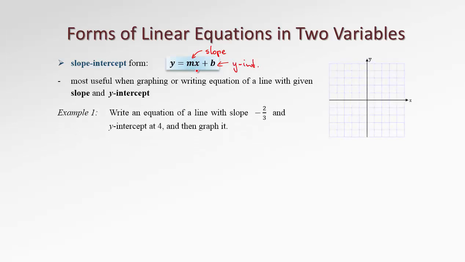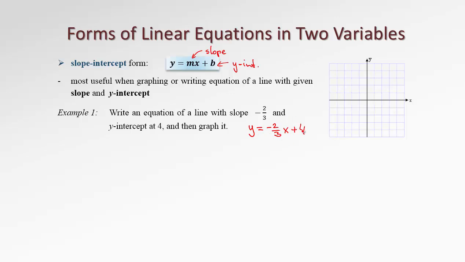Let's see how easy it is to write the equation of a line given the slope and y-intercept, and then we'll recall how to graph such an equation. So, since we have the slope, we have our m. Okay, we can start writing our equation. m is negative 2/3, x, and we also have the y-intercept, which is 4, so our b is 4. And we have our equation.